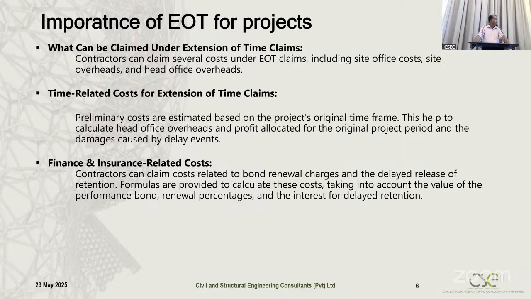So under the EOT, what are the benefits or importance provided for the projects? From the contractor's point of view, they can claim for several costs under EOT claims, including site office, site overheads, head office overheads, etc., according to the contract terms. Next, time-related cost for extension of times. Preliminary cost normally we have at the very beginning in the contracts, but for the extended times we don't have such provisions. So that gives direction on how the contractor can claim and the clients should pay for their time periods and their performance.